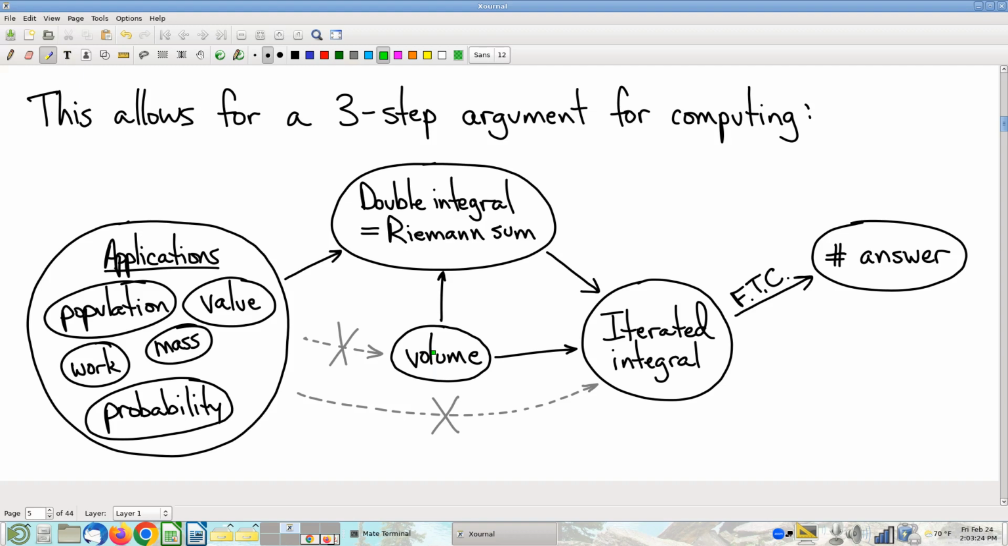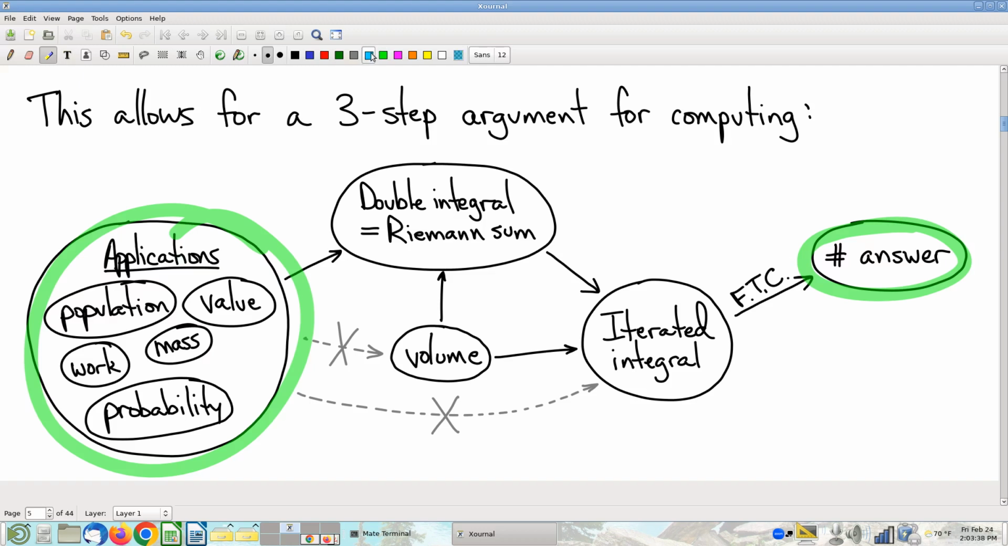We played the how do you get there from here game. If I have an application problem and I want to compute an answer, how am I going to proceed? What is the path of my argument? Well, obviously, I'm going to first write the answer to my question as a double integral. Step 1, write the answer to your question as a double integral. Step 2, rewrite my double integral as an iterated integral. Step 3, compute my iterated integral with the fundamental theorem of calculus to get my final answer.